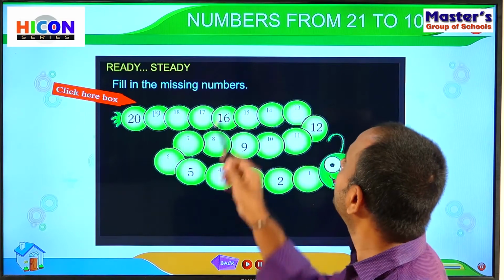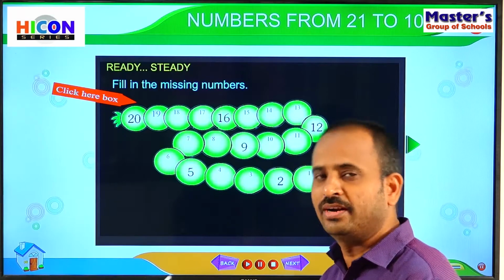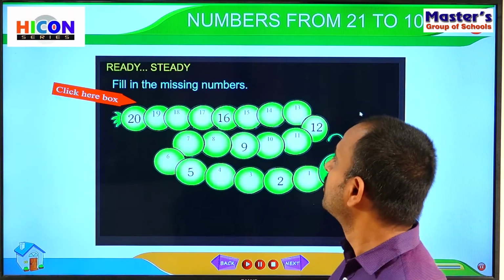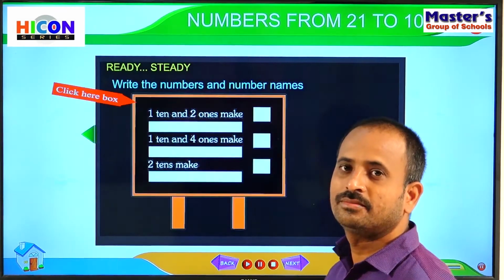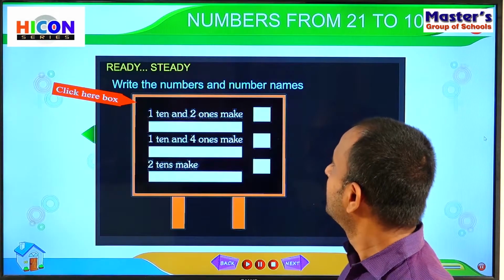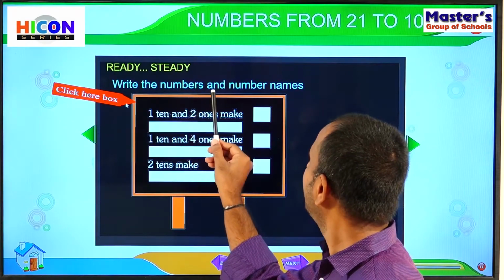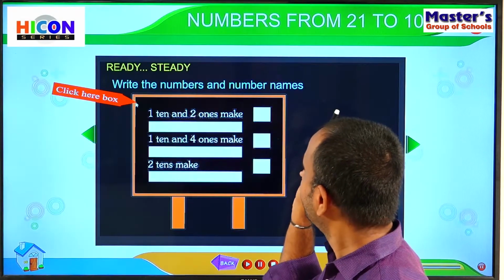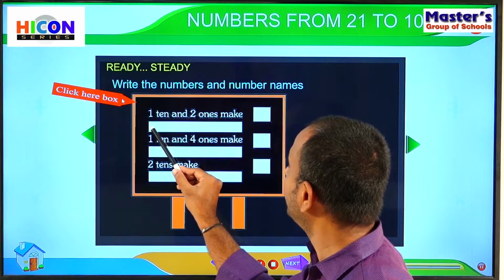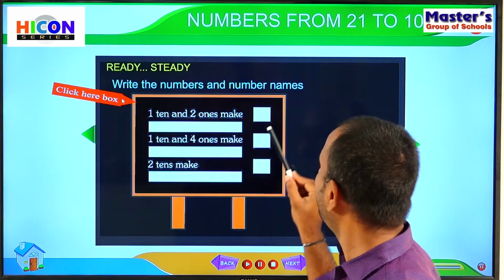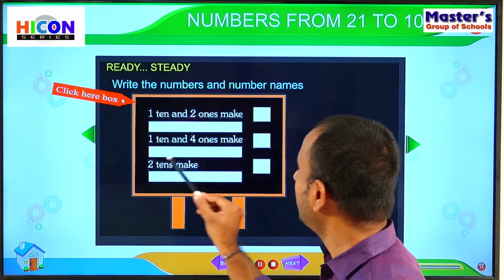Now our chapter is numbers from 21 to 100, that is, how to write the numbers from 21 to 100 in numerals and in words. So let us enter into our lesson. That is the next part in this lesson. Children, ready, steady. Write the numbers and the number names. Here we write the numbers in the short boxes, and we write the number names in the long boxes.